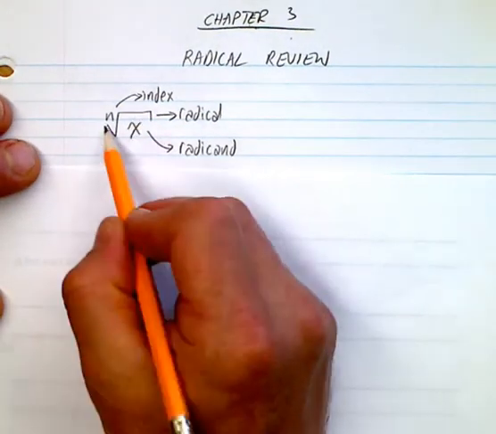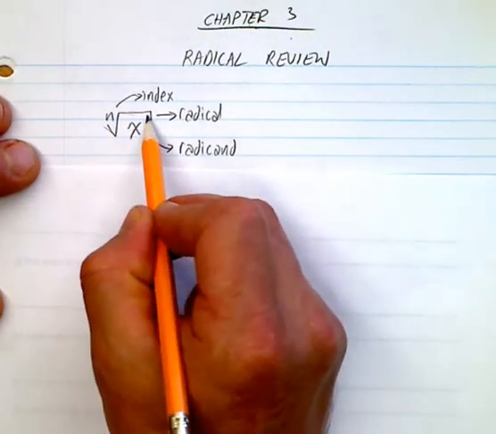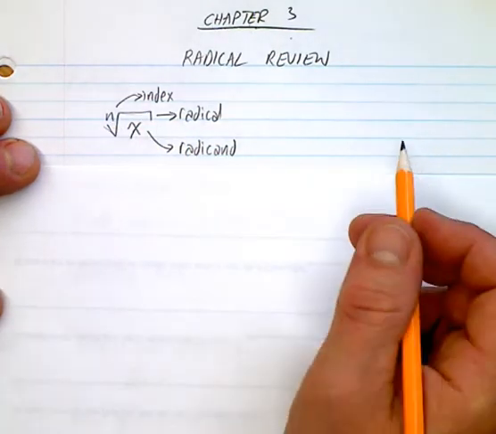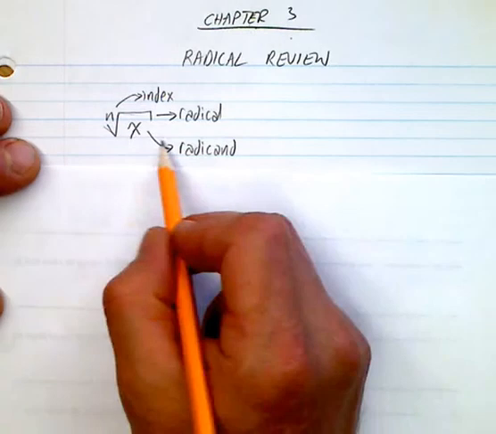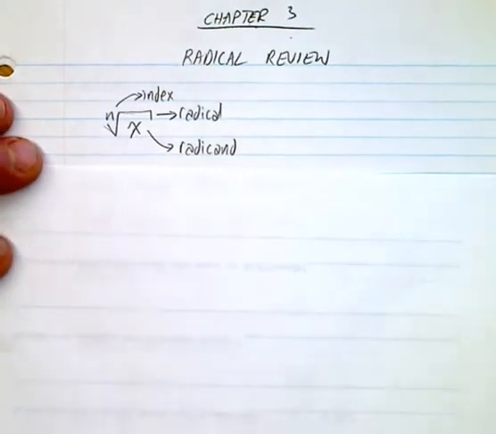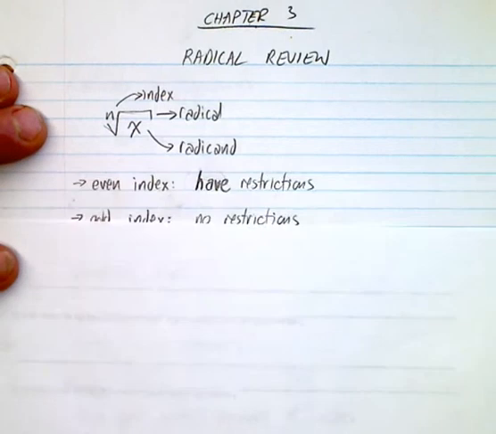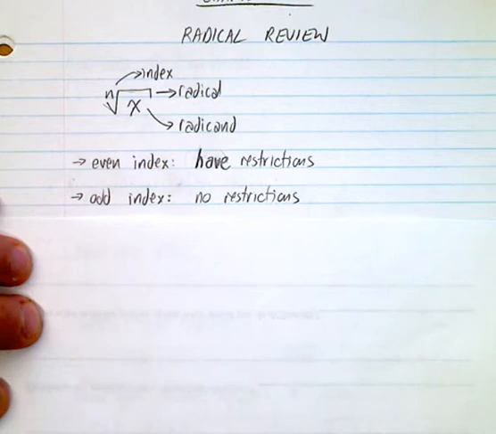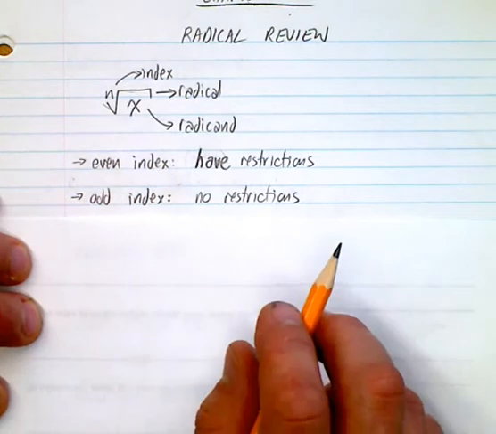Well, this symbol right here is the radical, right? The index is this number up here, so it could be a square root, cube root, fourth root, fifth root, and the radicand is what goes on the inside. Okay, just the basic premise of what radicals are. Now, we have two different types of indices. The plural for index is indices.